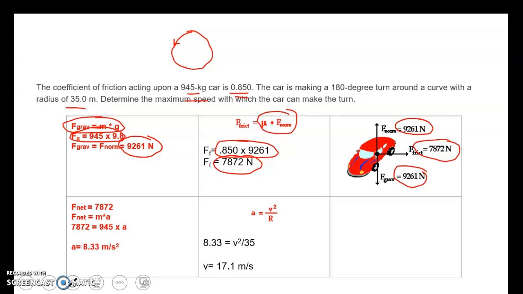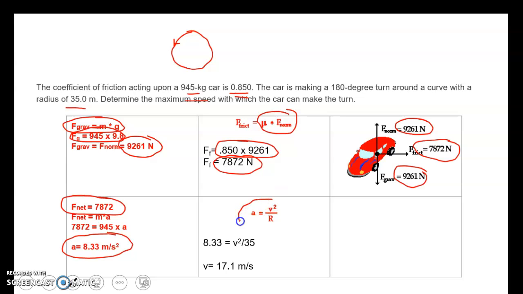That frictional force is our net force because that's our inward force. That's our centripetal force. That's what's holding us in the circle. So 7,872 newtons is equal to ma. Our mass is 945, and we solve for a. We take 7,872 divided by 945 and we get an acceleration of 8.33.